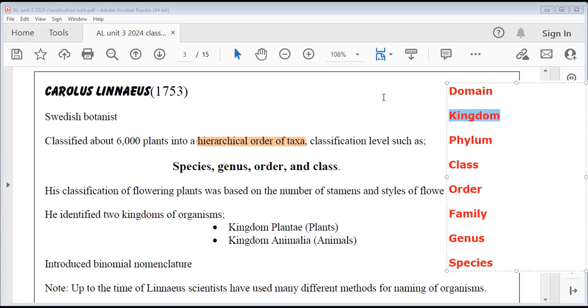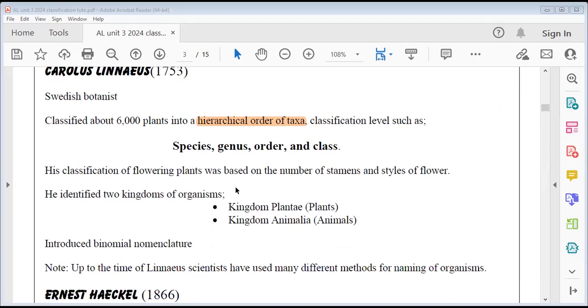He divided the plants and animals. Aristotle just said plants and animals, no. But this man said kingdom Plantae and what is it? Kingdom Animalia. That is another thing he did.